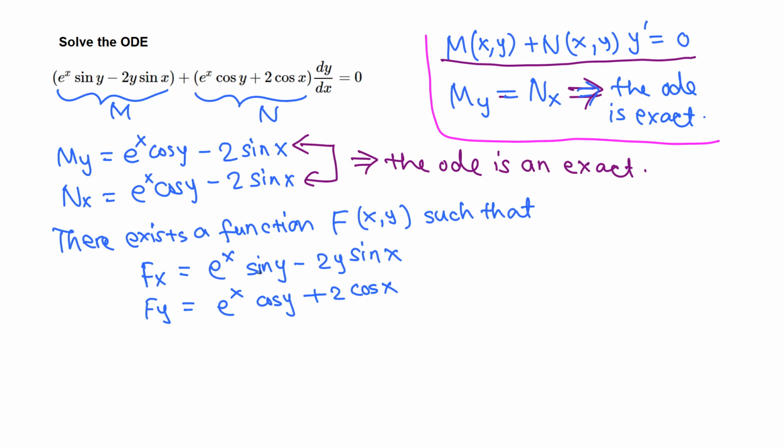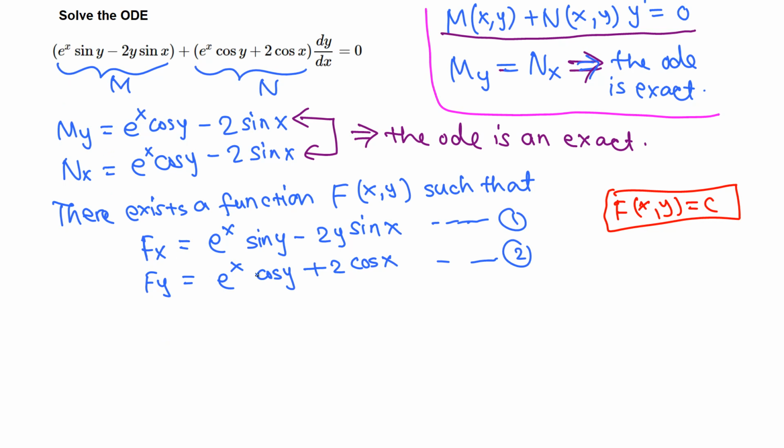That means there exists a function f, to be determined, such that the partial of f with respect to x is M, equation 1, and the partial of f, that's the unknown function, with respect to y is N. This is N. And the solution is, in fact, as soon as we find the function f, that function equals constant. This will be the solution. So we need to recover the function from these two equations.